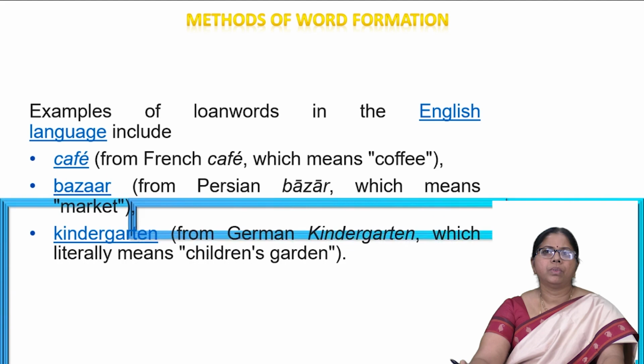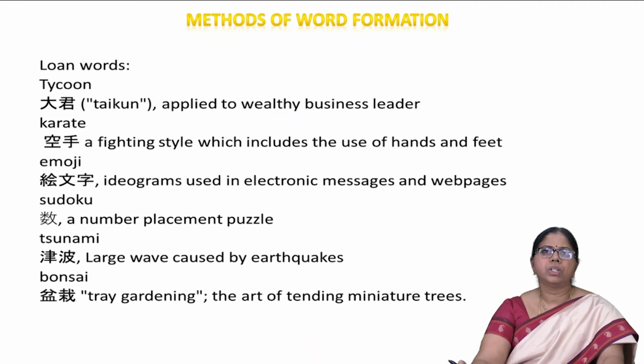These are a few loan words, and we'll check out some more examples. Tycoon is also a loan word, which we apply to a wealthy, powerful business leader. We call him a tycoon. Azim Premji is a tycoon in business, a very powerful business leader. Next, karate is also a loan word, which we have taken from Japanese. It is a fighting style which includes the use of hands and feet.